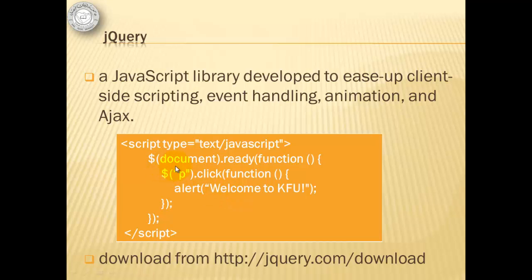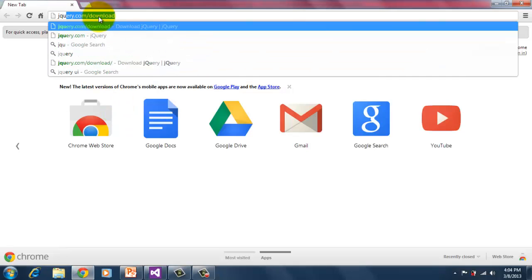The $(document).ready function means that this event is fired as soon as the document is loaded. It can be written as simply as $(function). To download jQuery, we have to go to jquery.com/download. Let's go to the site, jquery.com/download.